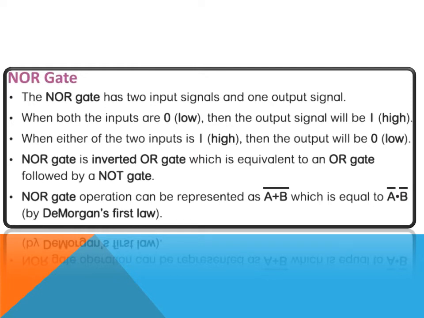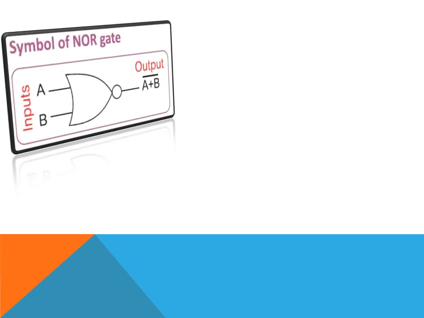Now let us see what is the symbol for a NOR gate. So this is the symbol for an OR gate. You remember the symbol for the OR gate, right? So an OR gate followed by a dot will give the symbol of the NOR gate. If the inputs are A and B, then the output will be (A + B) whole bar.